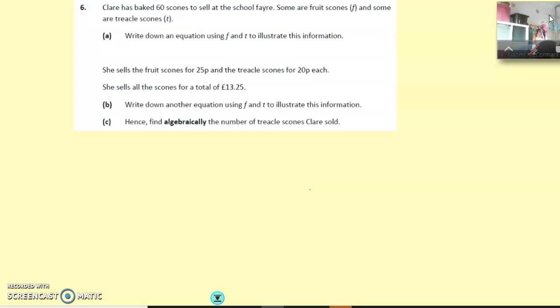Fruit scones, and we've got treacle scones, and altogether we have 60 scones. She sells the fruit scones for 25 pence. Now what's your units here? That's in pence, that's in pounds. I'm going to change this into pounds. 25p for a fruit scone.